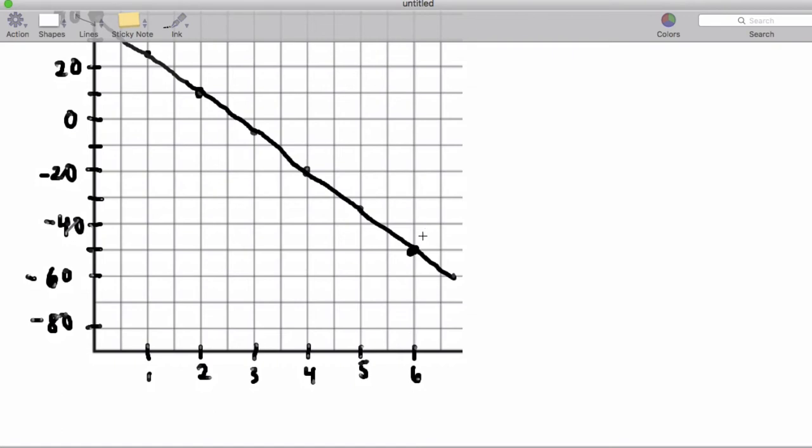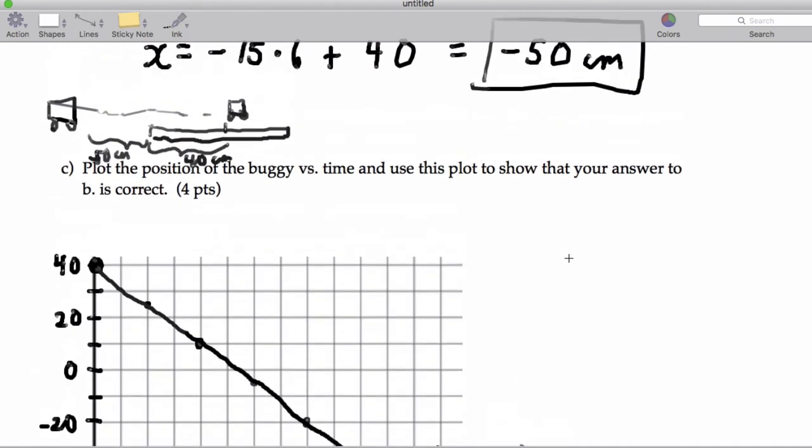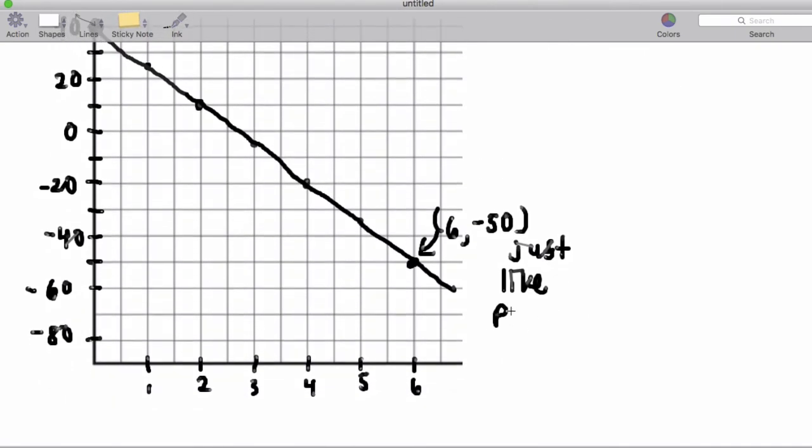So if you look here, at 6 seconds, I really am at negative 50, just like part B says. All right, so that's problem number 2.